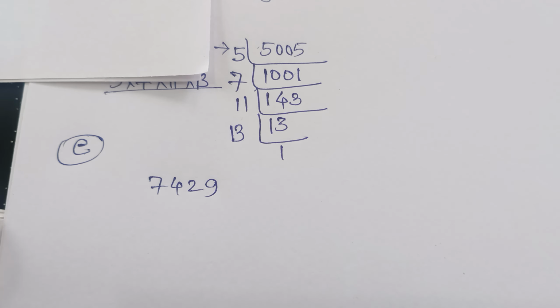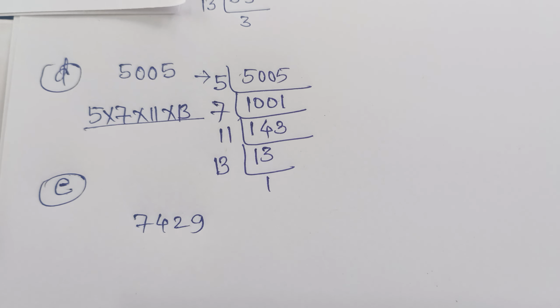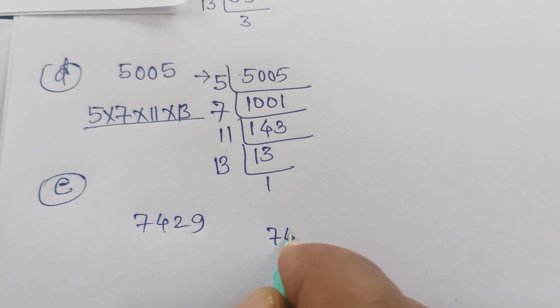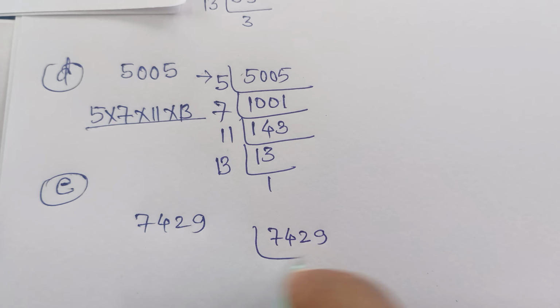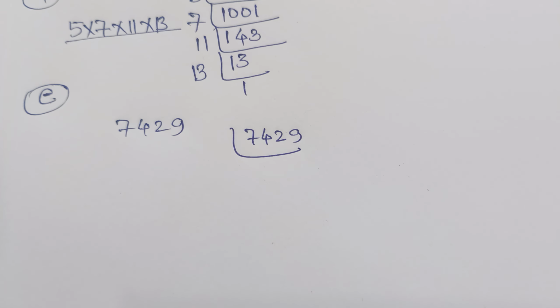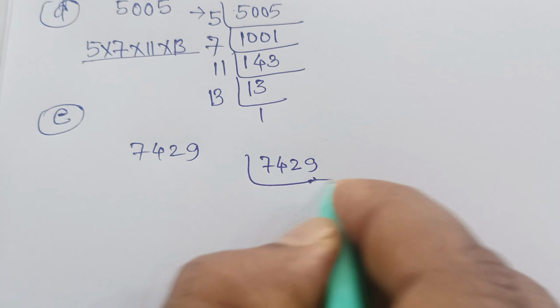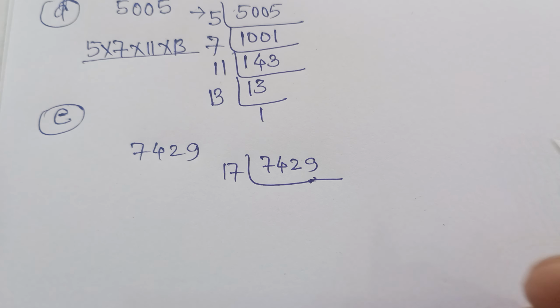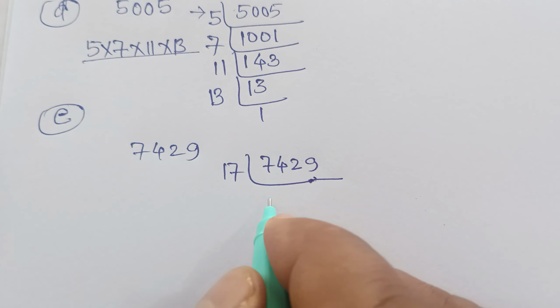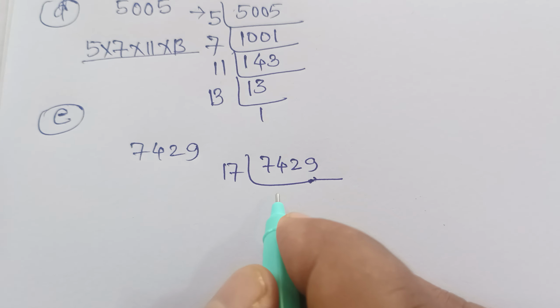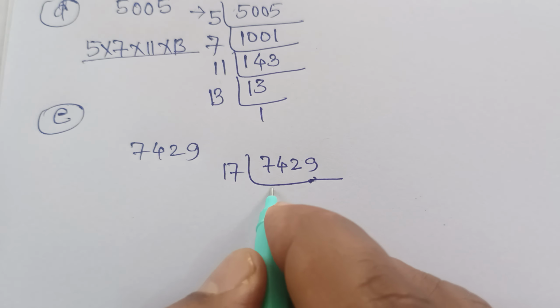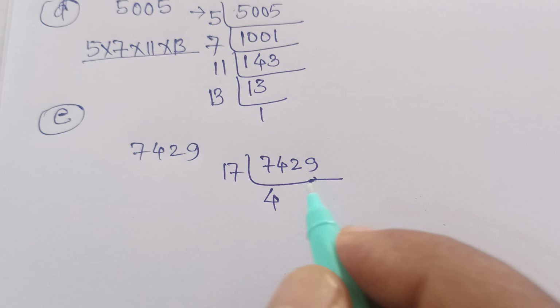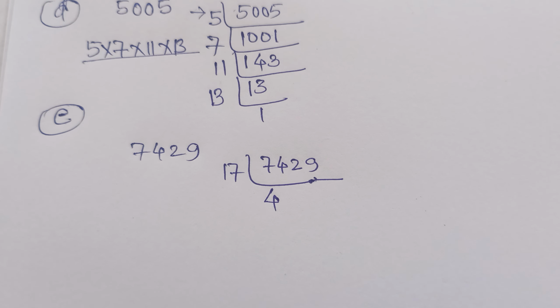Now I am doing this for 7429. How can you do this? You can start now. 7429. I am starting here. We can start directly with 17. 17 is also a prime number. You have to remember 17 is also a prime number. Correct? So 17 4 ja 68. 17 4 ja 68. Now tell me, how much did it happen?